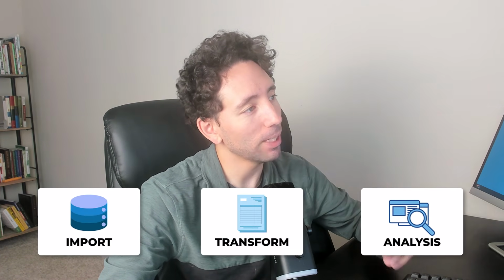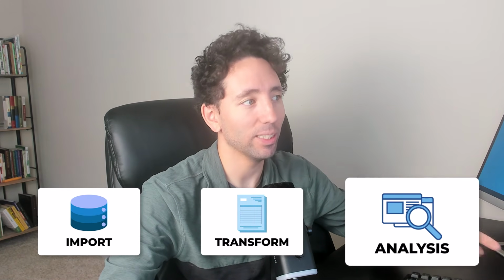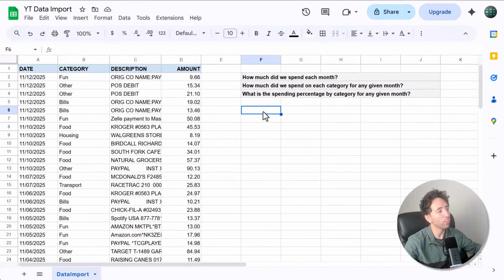Okie dokie! Once we've categorized all the transactions, we're now ready for the third step in the process, which is analyzing the data. Specifically, we want to know how much we spent each month, how much we spent on each category for a specific month, as well as the percentage of total spending per category. This should give us a pretty good idea of how we're spending our money.